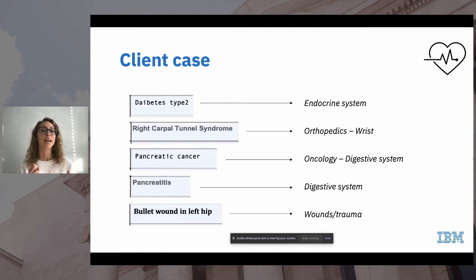And then, bullet wound in left hip, there's a category for wounds and trauma. Super fun category.